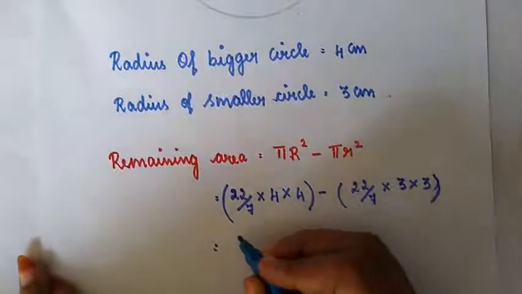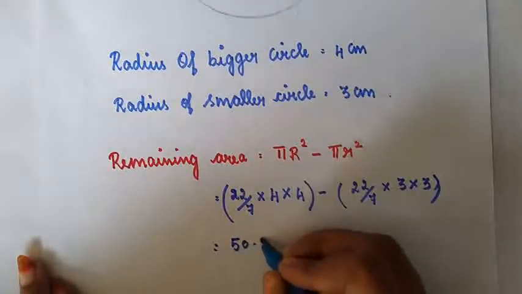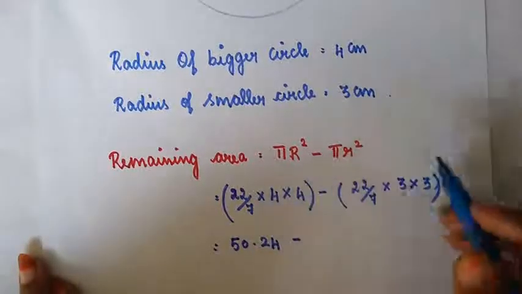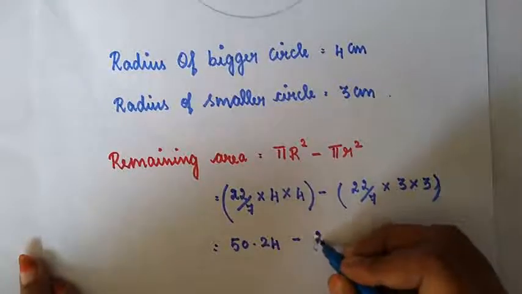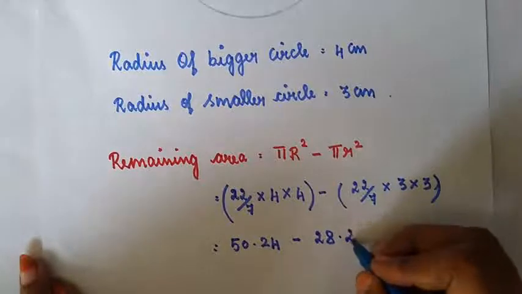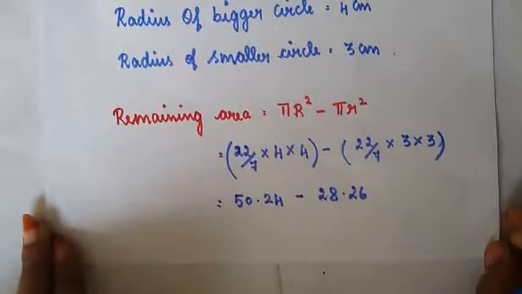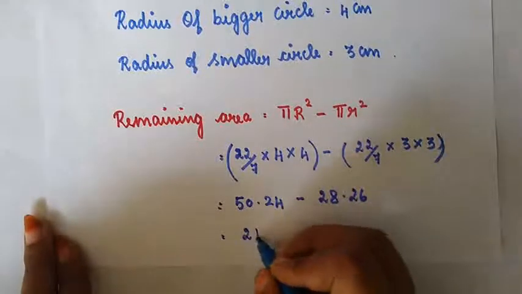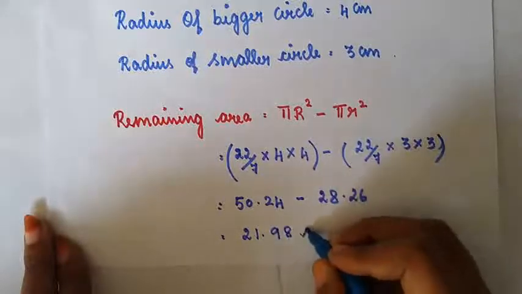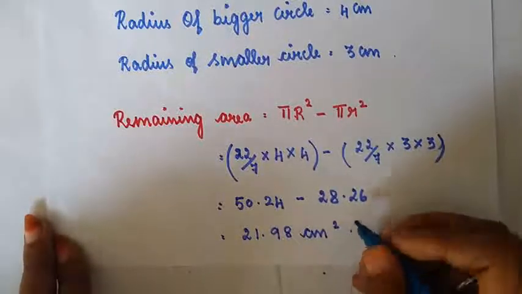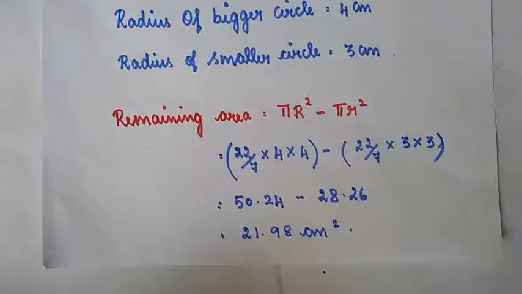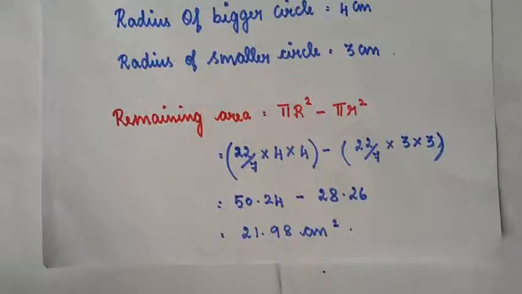Next we get 15.24 minus, we have to solve this one. We get the answer like this, 28.26. At last we have to subtract these two decimal numbers. We get the answer 21.98 centimeter square. So the area of the remaining sheet would be 21.98 centimeter square. Fifth sum is over. Next we have to move to the seventh sum.